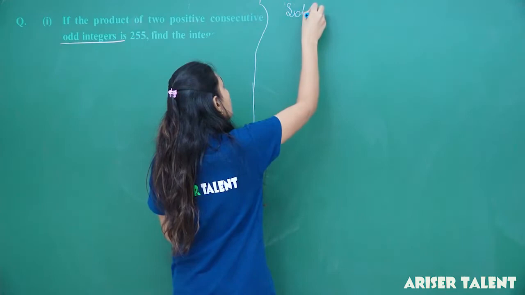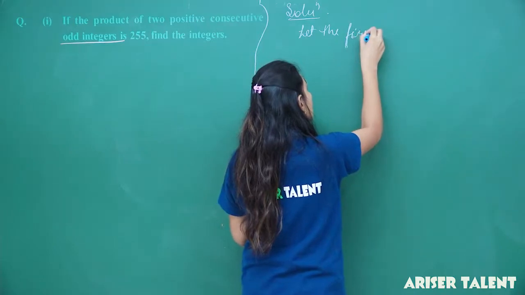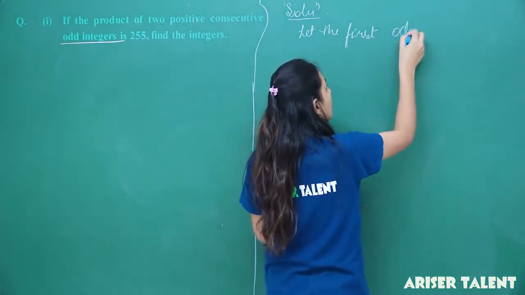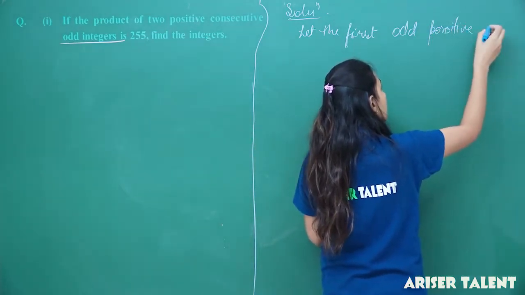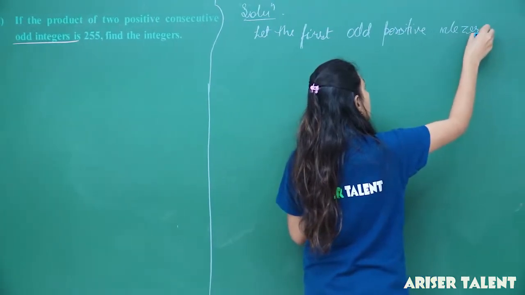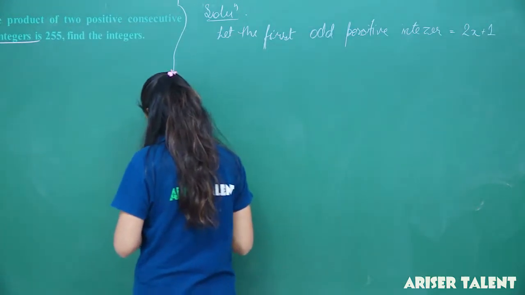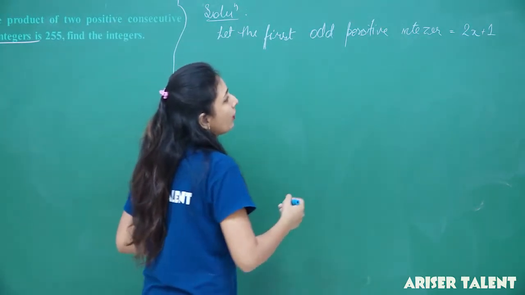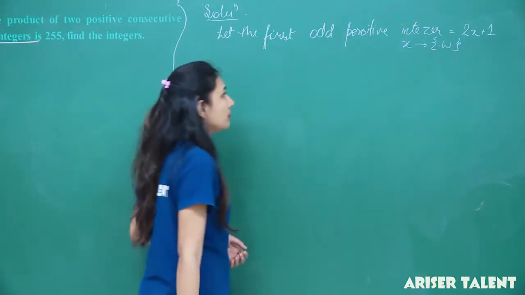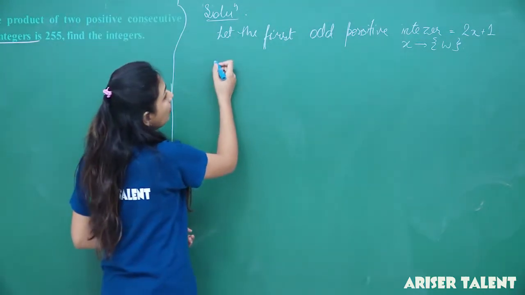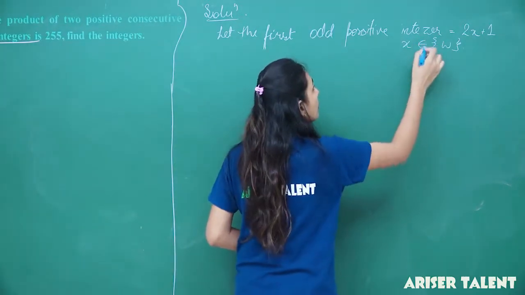Now again the solution: let the first positive odd integer equal 2x plus 1. Here the value of x is a whole number, right? Or you can write it like this also, x belongs to the whole numbers.